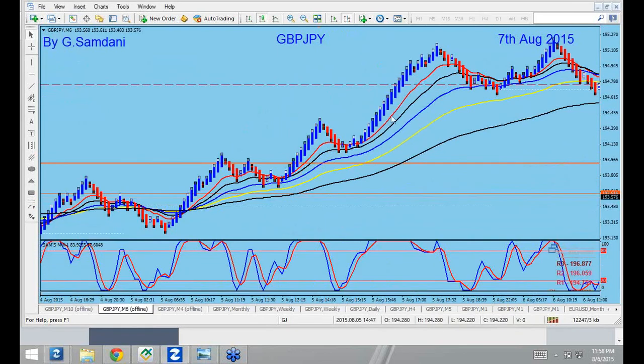Right here, the same setup. See how nice it is? This indicator is all the way down, but look at the candles, they are very neat and clean, right? And the setup is beautiful.